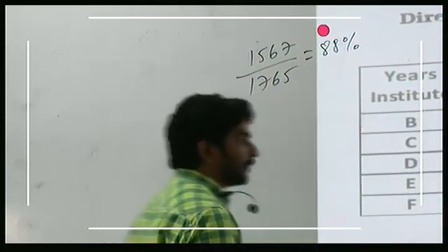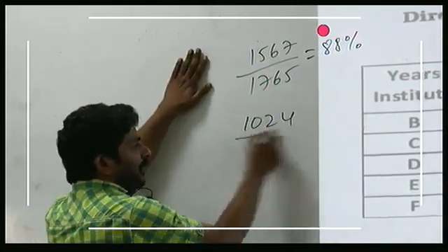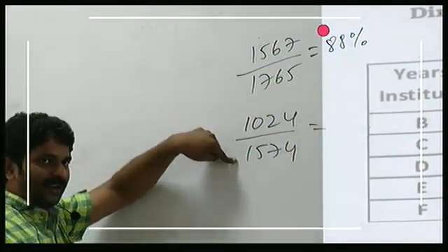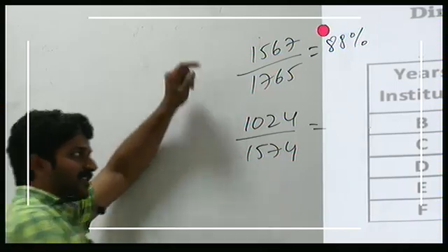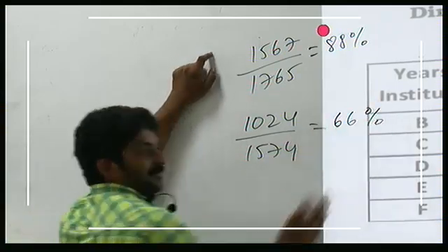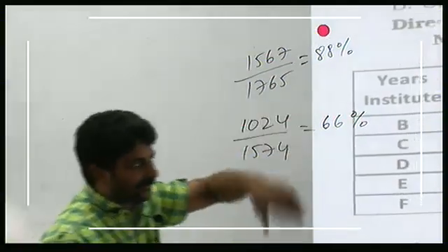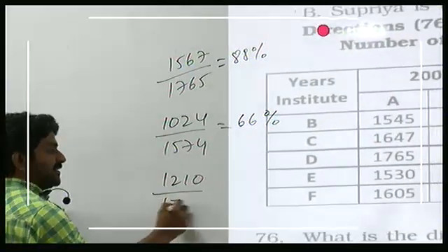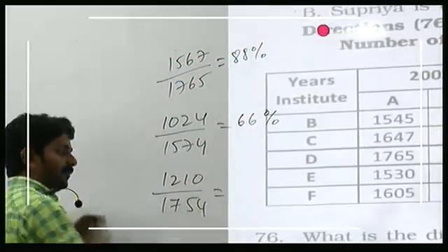1024 by 1574. This is 1000, this is 1500. 2/3, in the sense 66 2/3%. Approximate 66%. Next, 1210 by 1754.